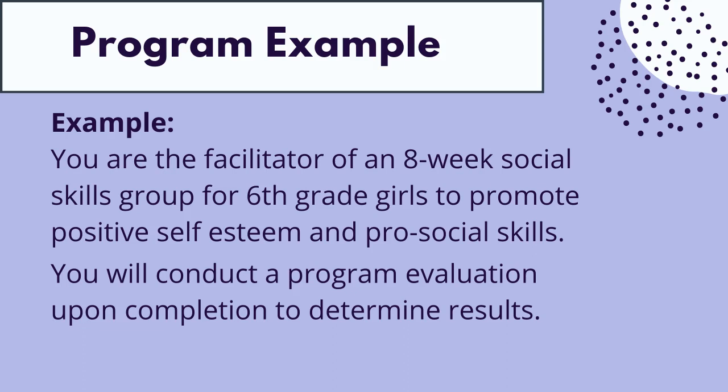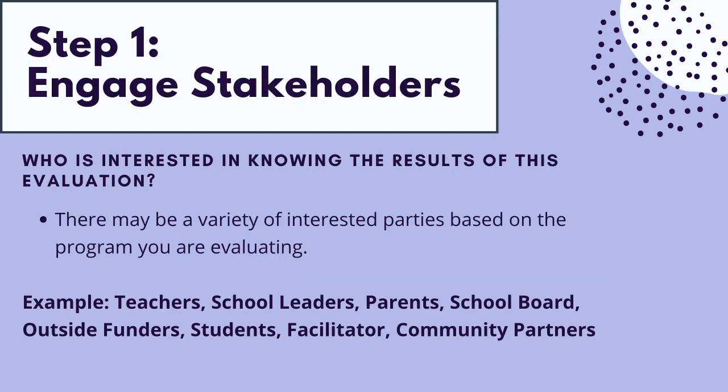So what's going on here? We are facilitating a social skills group for 6th grade girls, so most likely a middle school group. The purpose of the group is that the hope would be after 8 weeks, the girls are developing positive self-esteem and pro-social skills, but we want to see, did this have a positive effect? Did this show positive results? So let's go ahead and jump into the 6 steps.